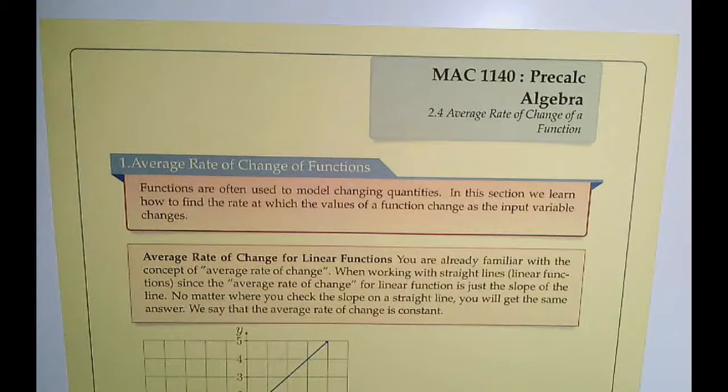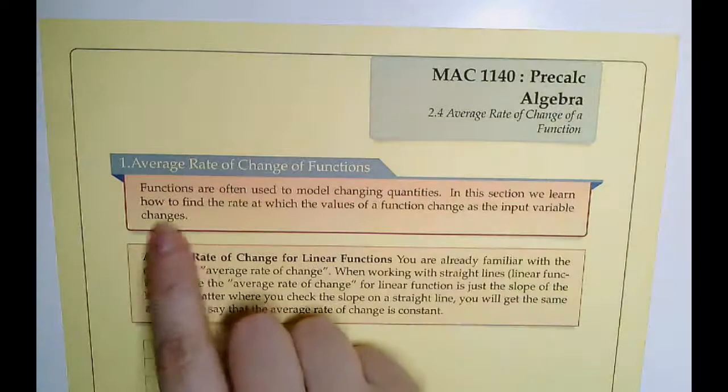All right, in section 2.4, we're going to look at the average rate of change of functions. Basically, we're going to learn how to find the rate at which the value of a function changes as the input variable changes, as x varies.